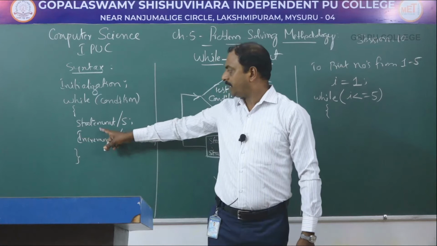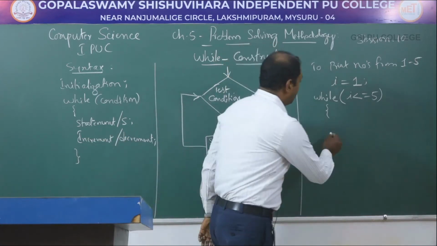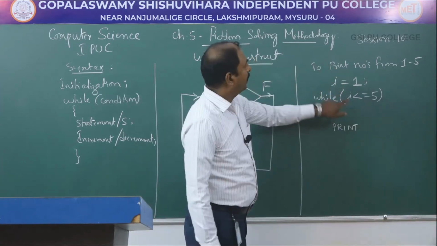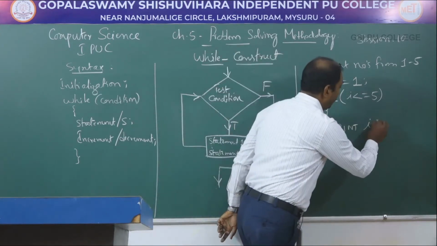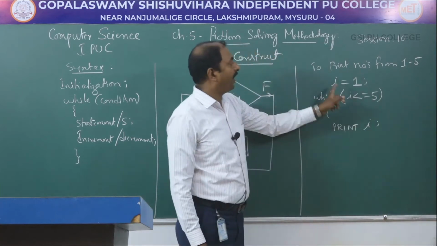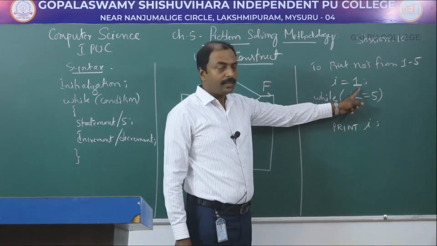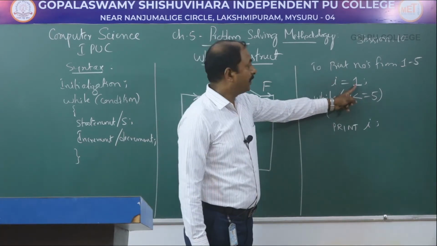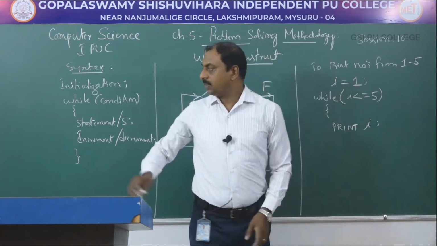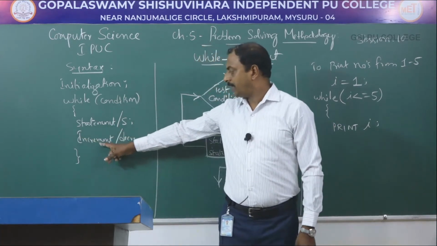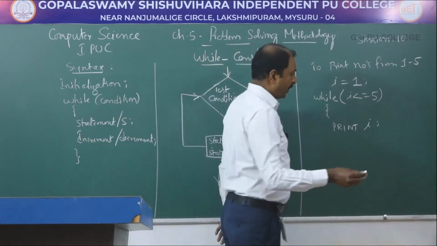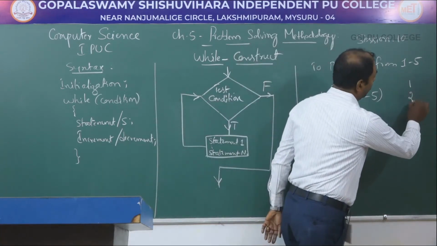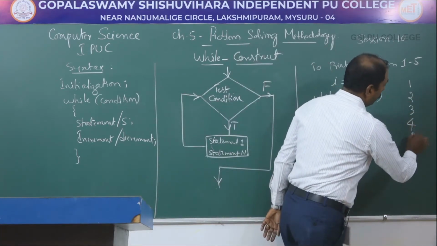Now we have the statements. Here the statement is: I want to print i. Here i stands for the value. First time it is 1, then it becomes 2, 3, 4, 5. Similarly, after this statement, there is either an increment or decrement. Here I would like to print 1, next one is 2, 3, 4, 5.